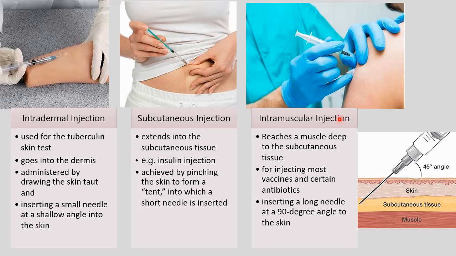The third type is your intramuscular injection. This reaches your muscle, no? Dito naman na portion underneath your subcutaneous layer. So most vaccines and antibiotics are given intramuscularly, and you do this by inserting a long needle, and you have to do a 90-degree angle, no? Para talagang abot siya pag ano, no? Aabot siya sa muscle layer.